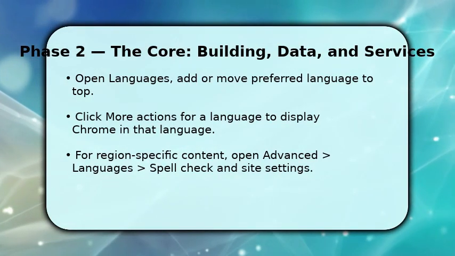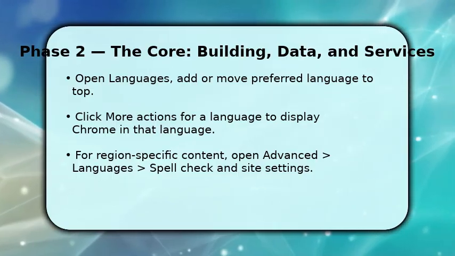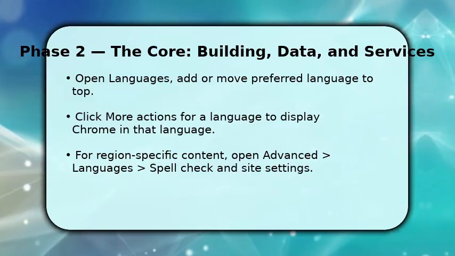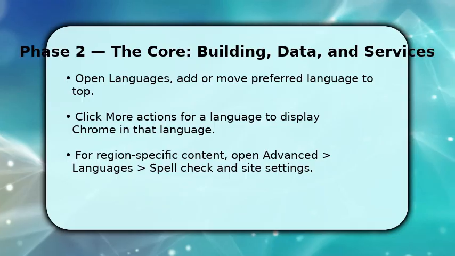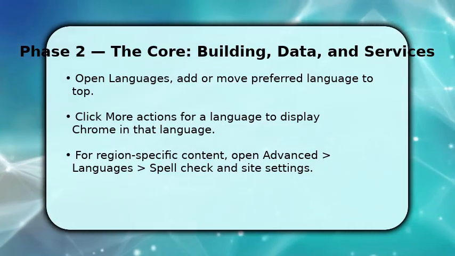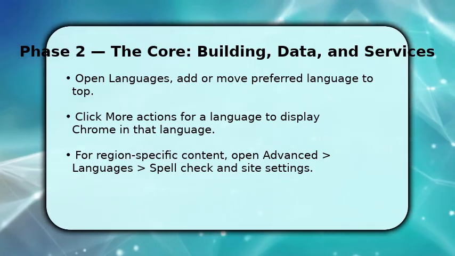Drag your preferred language to the top so Chrome prioritizes it for UI and websites. Once done, click the three-dot menu beside the language and choose Display Chrome in this language if available, then relaunch when prompted. For regional content beyond language, make sure to check Advanced Settings.